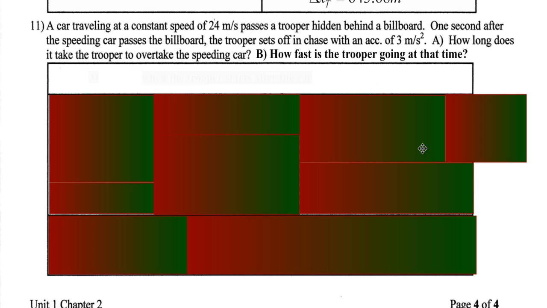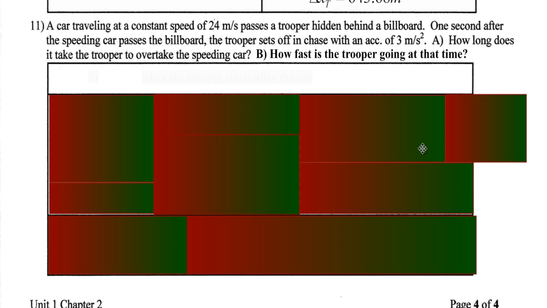This is kind of like the problem in the previous chapter where two objects were moving towards each other. The one car was chasing another, and where did they catch up? So it's very similar to that, except now we have one car going at a constant speed, so we've got to use delta x equals vt, or because they're not going to travel the same distances, we want to take that delta x and make it x equals vt plus x initial, and then the trooper who's accelerating.